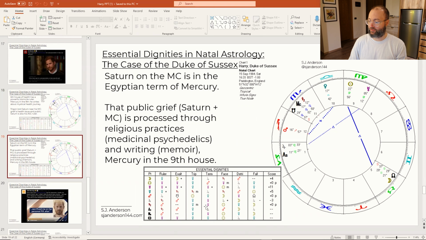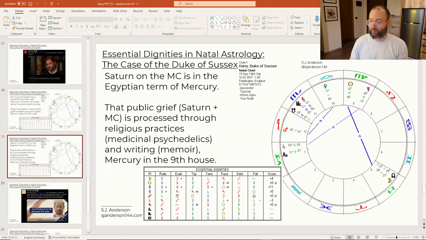It is in a Mercury's Egyptian term, which means that to understand his grief and this prominence of grief in his life, there's a component of that then brought back into the publishing. So it's not just that the sixth house is ruled by Mercury and Saturn, it's that Saturn itself is ruled by Egyptian term by Mercury.